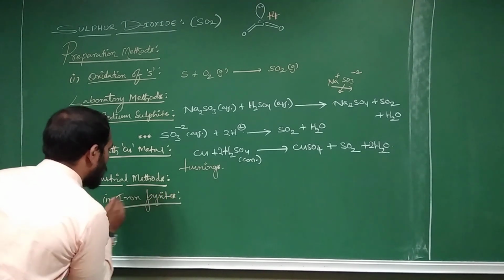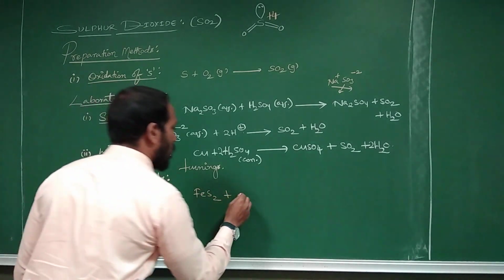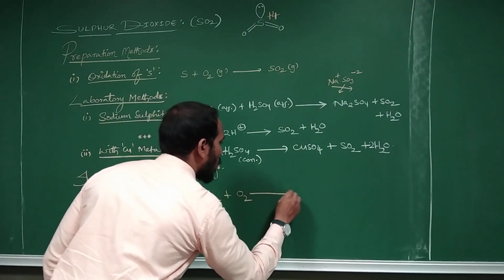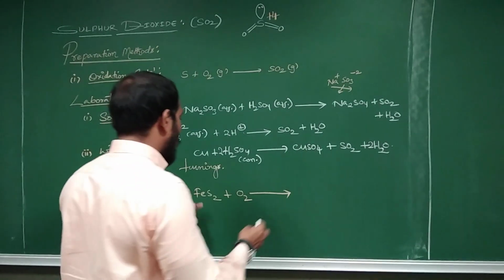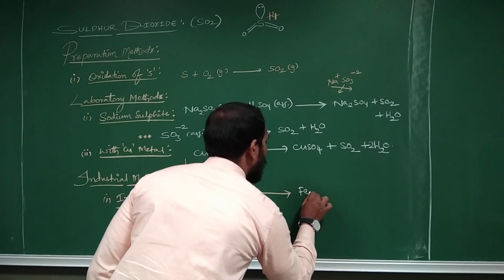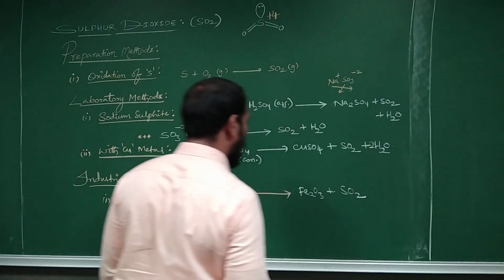So what is iron pyrites? Now see, FeS2 is treated with oxygen gas. So now here you see it will form Fe2O3, that is ferric oxide, plus sulfur dioxide.